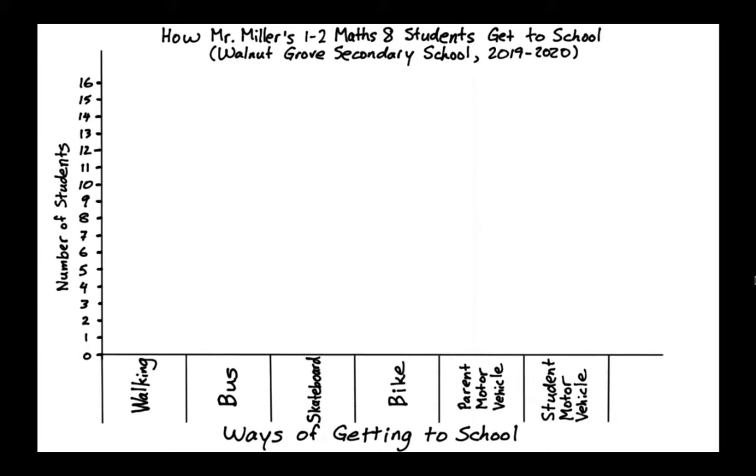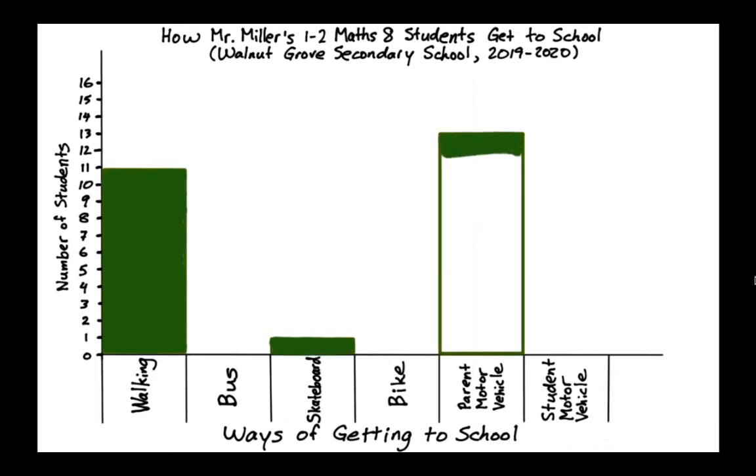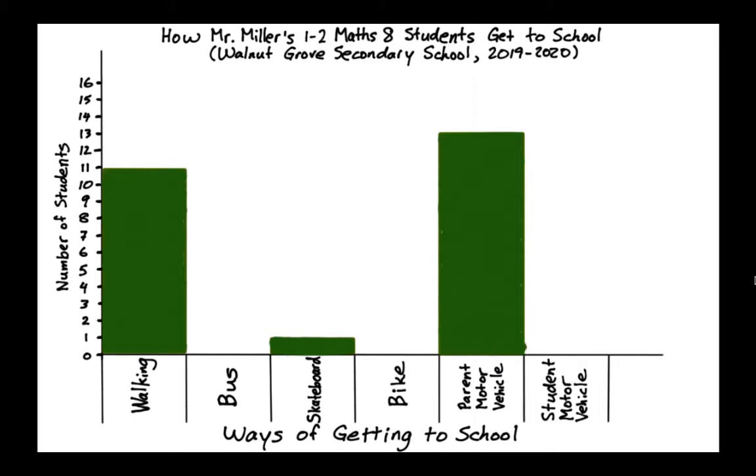And now what I do is I make sure I do a bar for each one of these that goes to the right height. So walking, there were 11 people who walked. There was just one person who would ride a skateboard in. There were 13 people who came by parent motor vehicle. And there were 2 people who would come with a student motor vehicle. So notice that the bars are all equal in width, and notice that I only have one color because it's one set of data.